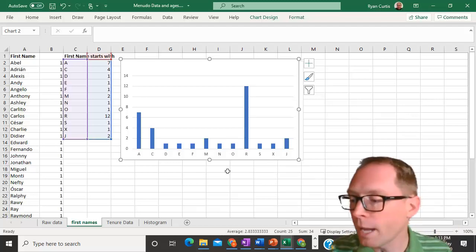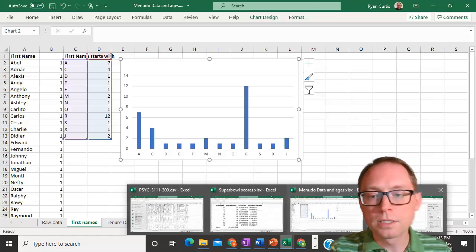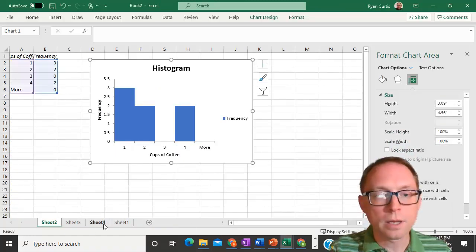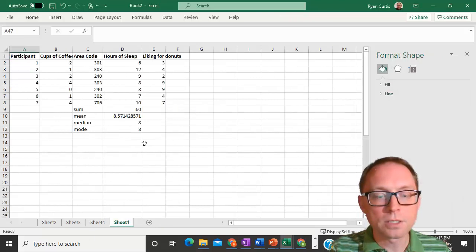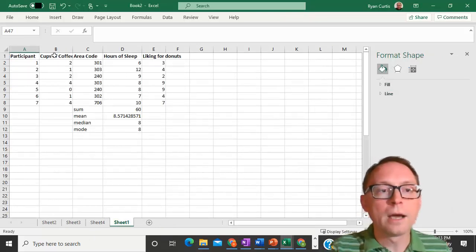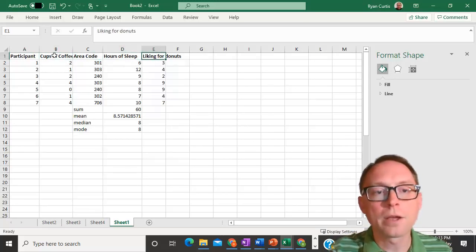Okay, so let's go to the other example that we talked about last time, which is the data that we used in previous chapters. Let's go ahead and look at these data. We'll get to that in just a second. Let's start with the beginning. If you remember, we had the 7 participants, how many cups of coffee they'd had in a day, their area code, the hours of sleep, and their liking for donuts.